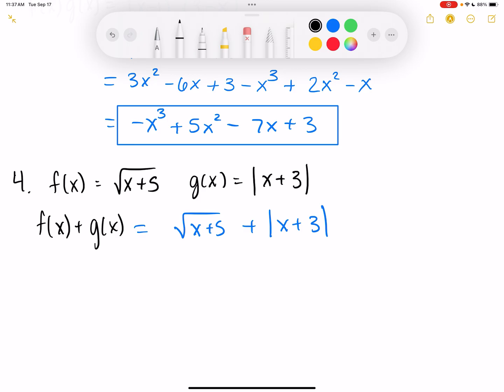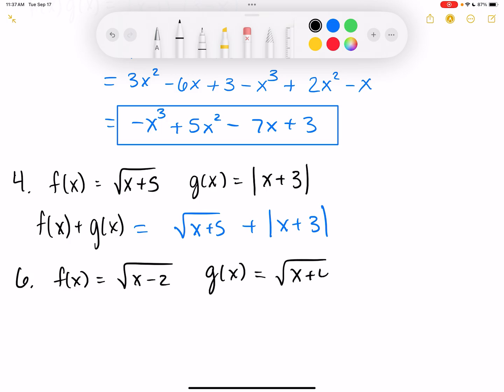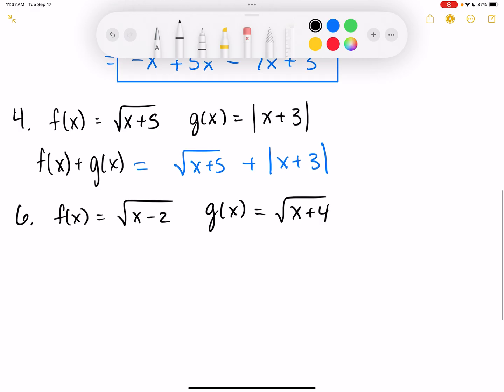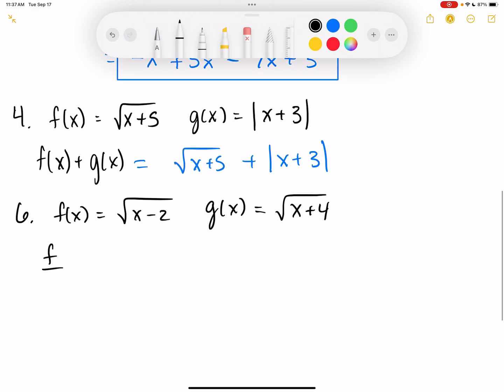So those ones take care of adding, subtracting, and multiplying. The next ones want you to do f over g and g over f. So basically it just gives you two functions and we're dividing them in both directions. So f of x is equal to the square root of x minus 2, g of x is equal to the square root of x plus 4. So they first want f over g. So we have the square root of x minus 2 over the square root of x plus 4.